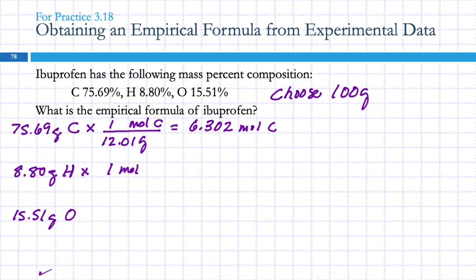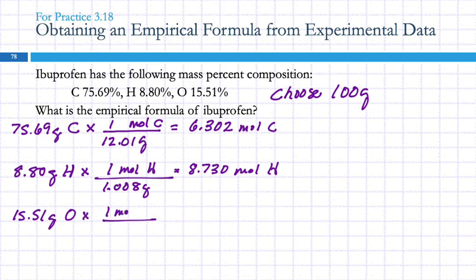Hydrogen, 1 mole of hydrogen is 1.008 grams. 8.8 divided by 1.008 equals 8.730 moles of hydrogen. And oxygen, we're going to be converting between grams and moles like nonstop. 15.51 divided by 16.